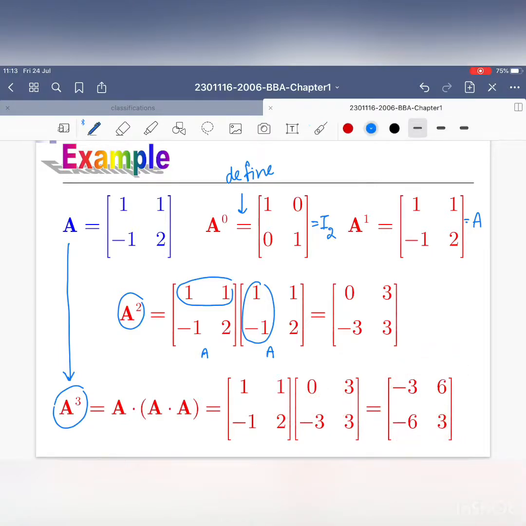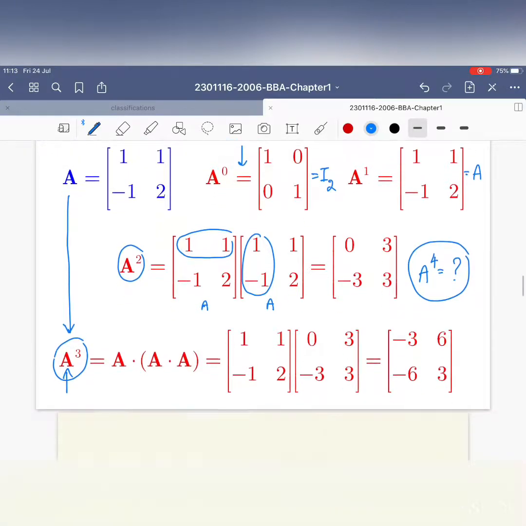So I mean, you can figure it out by yourself what is your A raised to the power 4. Okay, so you just multiply A one more time to your A cube. What will be the result?